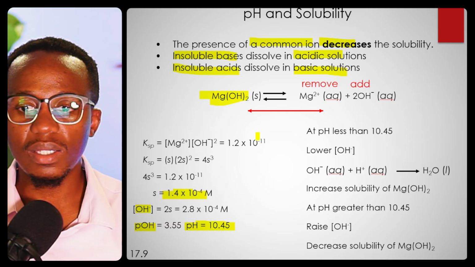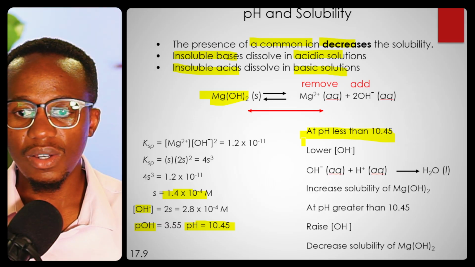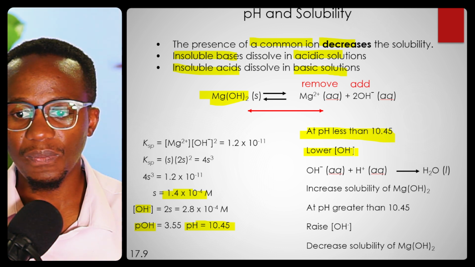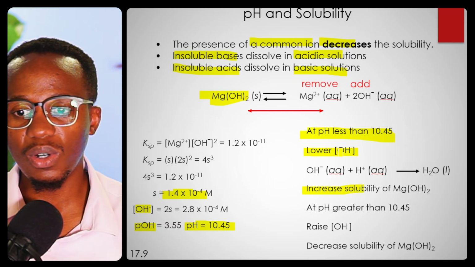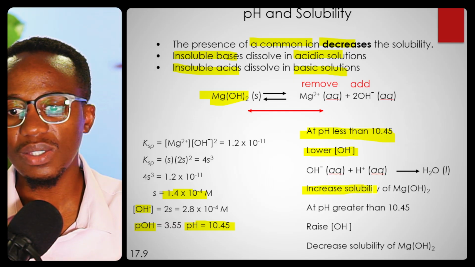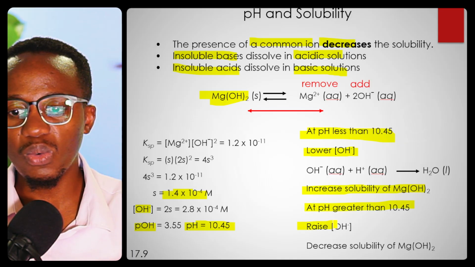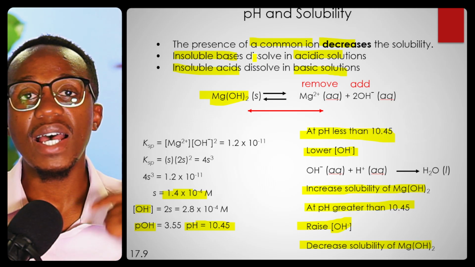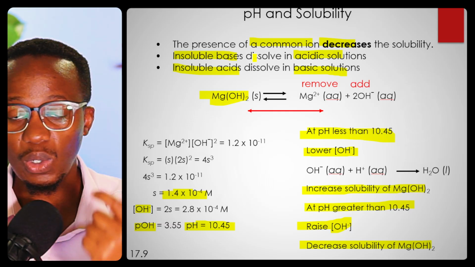But then look at this, at a pH less than that, you're going to have more acid, and then lower OH or lower base, and we're going to have an increase in solubility, right? And at a pH higher than that, it's going to raise OH, and then it's going to decrease the solubility. So the addition of an acid or base is going to increase or decrease the solubility.